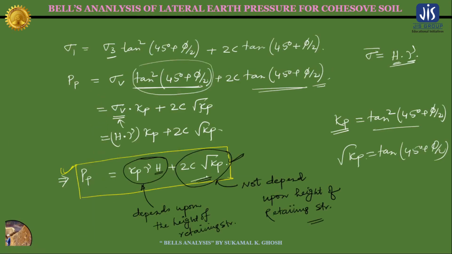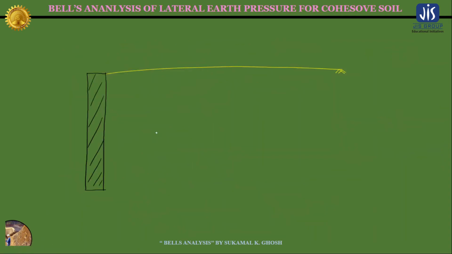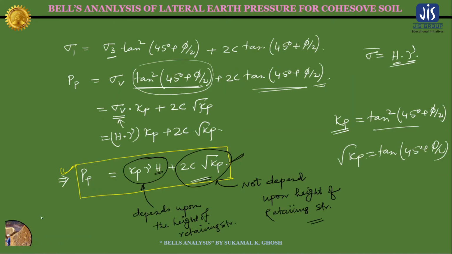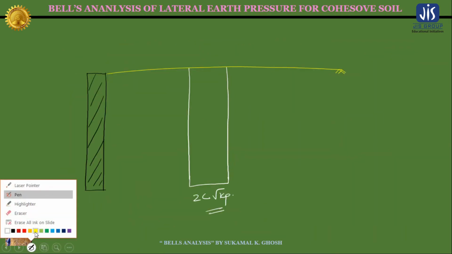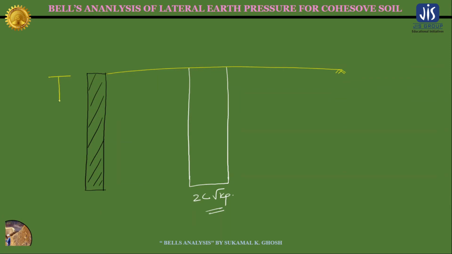Now for this expression, the passive earth pressure will be the same throughout the depth, right? So this will be the pressure distribution diagram for the expression of 2c root over Kp, okay? Now if you consider this particular expression, we know that it depends upon the height of the retaining structure. See, this is the height of the retaining structure, right?